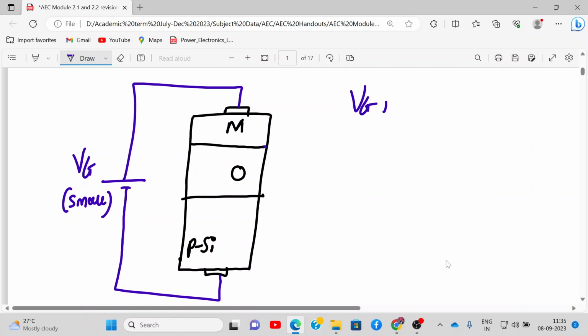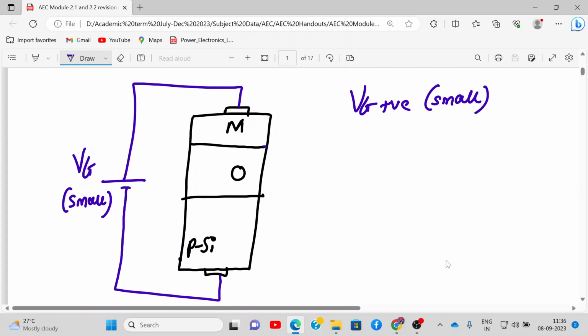So here Vg is positive but small value. What will happen? The electrons will be attracted towards the positive end of the battery, but that's it. No carrier can flow through the oxide layer. Okay, so no current can flow through this material actually. So tell me what happens to the holes over here.